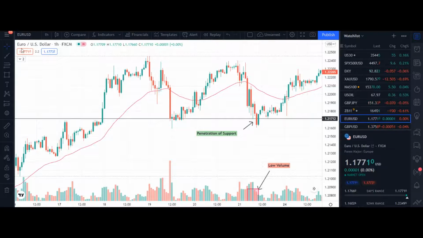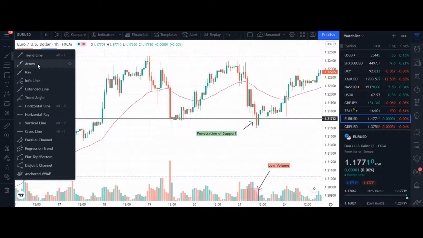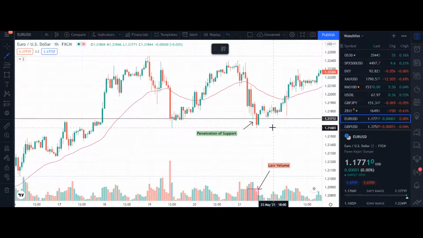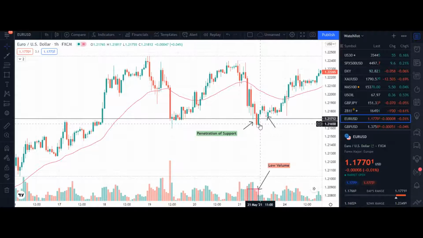So where's your entry? Because I always like to tie it back home. How is this practical to real life trading? Where's your entry? Your entry is here on the retest. Again, this is the safest entry, because price does what price does, man.